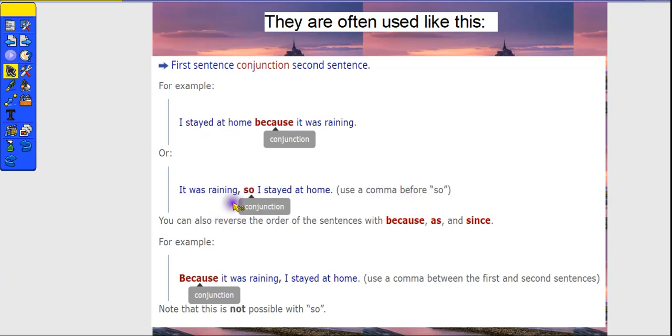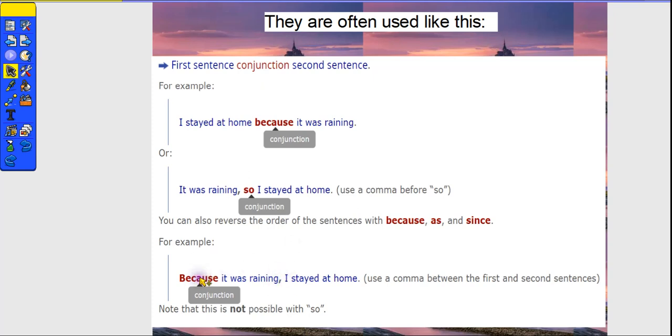You can also reverse the order of the sentences with because, as, and since. For example, because it was raining, I stayed at home. The important thing to see here is a comma between the first and the second sentence. Okay? Remember to use the comma. It will be an error, a mistake in this case, if you do not use this comma here.